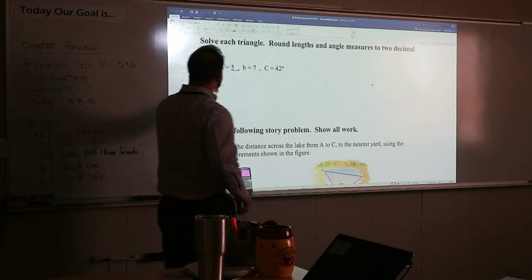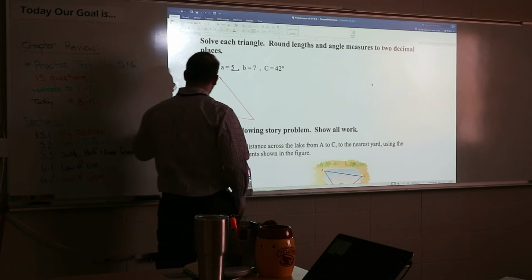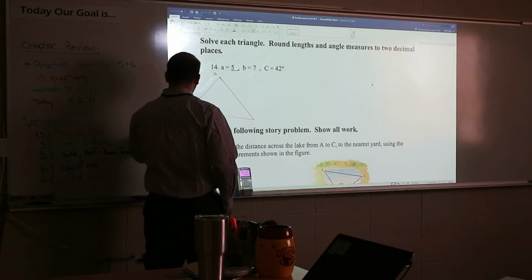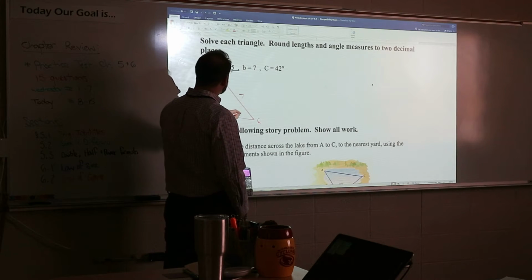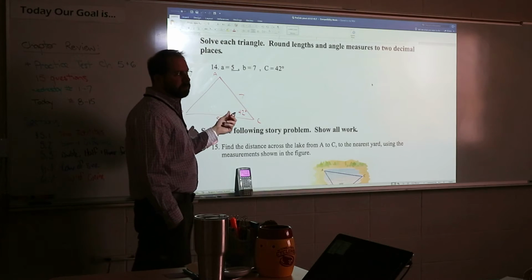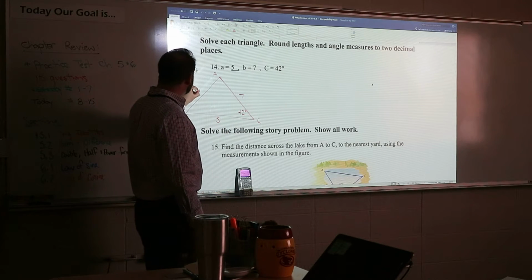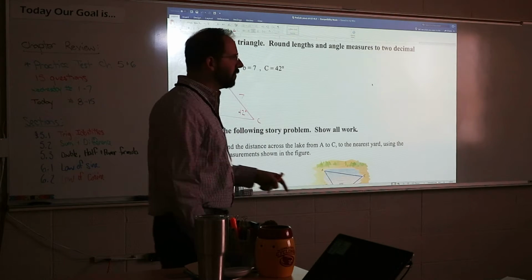Alright, so on this one, I'm going to redraw my triangle again, putting the A, B, and C in the same spots because I don't really care to draw it to scale. The A is a 5, the B is a 7, C is a 42. I need to find the rest of the pieces. So to do this, I'm going to go after this wall first. This problem, number 14 and 15, you have to do the law of cosines.